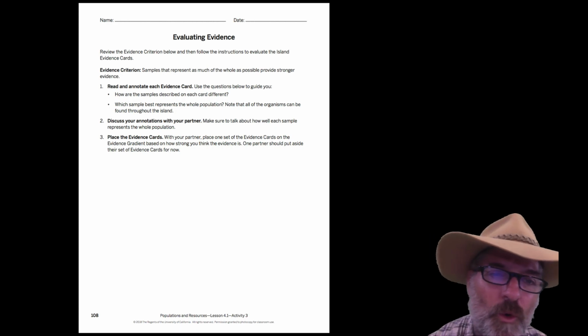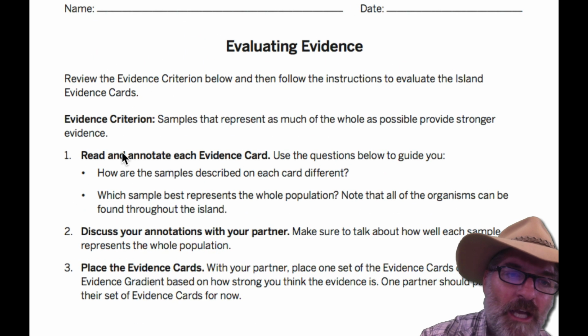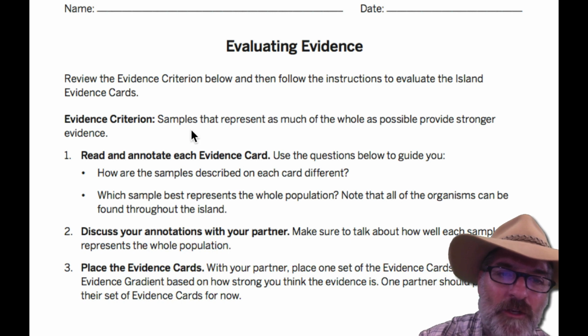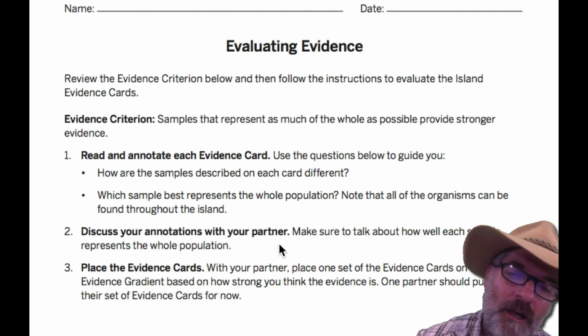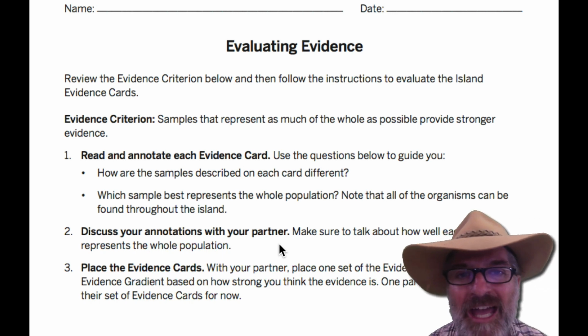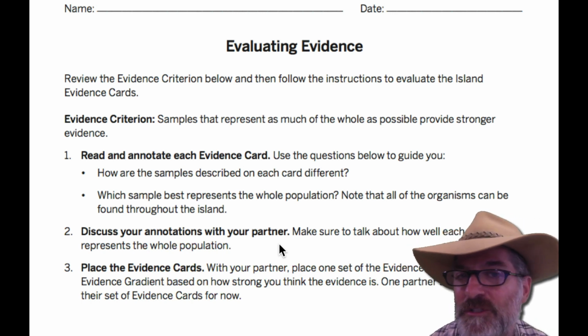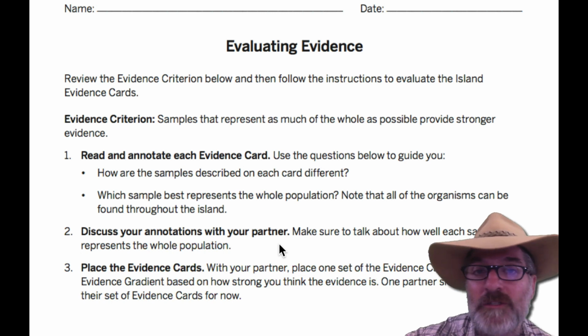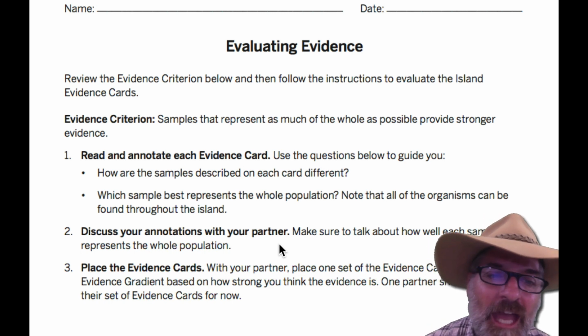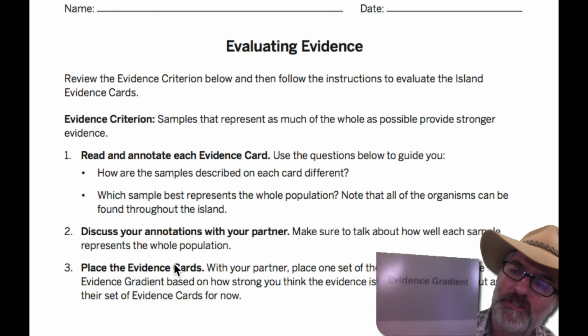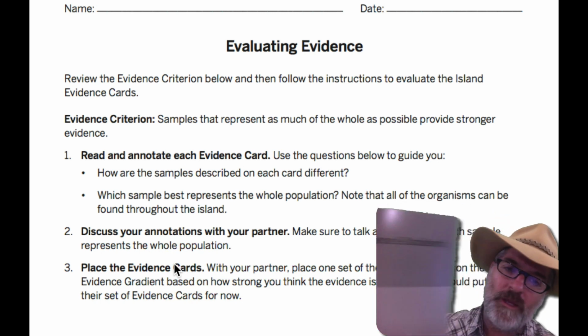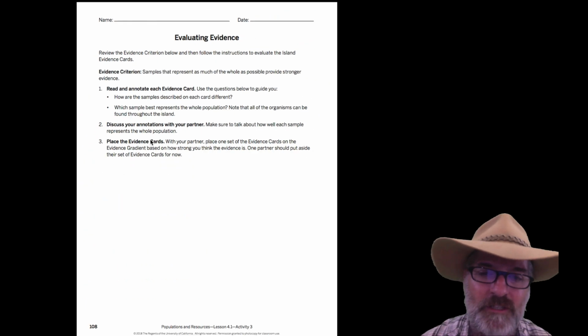All right, so what are you going to be doing here? You're going to be getting some evidence cards. So you need to read and annotate each evidence card. Then you're going to discuss your annotations with your partner or your fabulous audience at home, whether it's your pet or grandpa or mom, dad, brother, sister, stuffed animal. Or maybe talk to yourself in the mirror, right? And then from there, you're going to place the evidence cards of which you think is the strongest evidence all the way to the weakest evidence. So let's go ahead and take a look at the evidence cards.